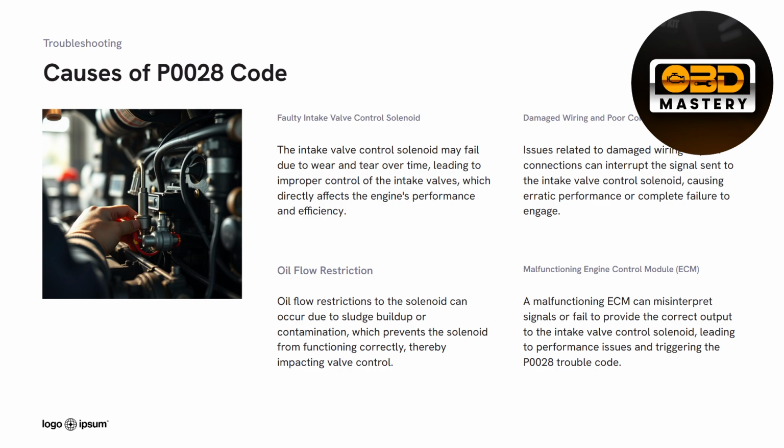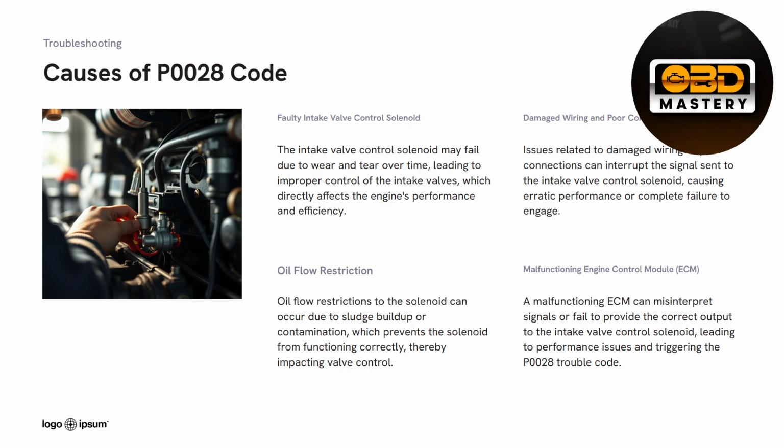Moving on here, we have the causes of the P0028 code. First and foremost, going to be the faulty intake valve control solenoid. It can fail due to wear and tear over time. Next up is going to be the damaged wiring and poor connections. This is just going to be related to any frayed or corroded wiring into the intake valve control solenoid, and it'll cause erratic performance or complete failure if you have inconsistencies with the voltage. So be sure to check that.